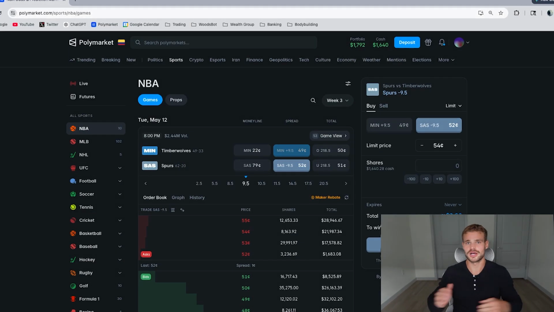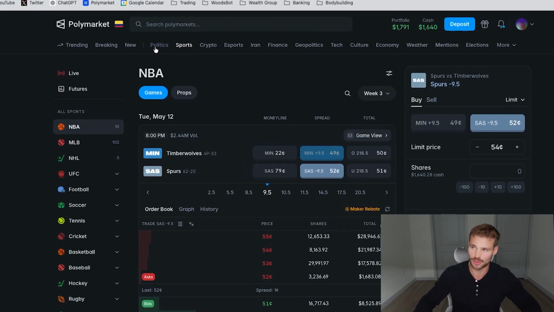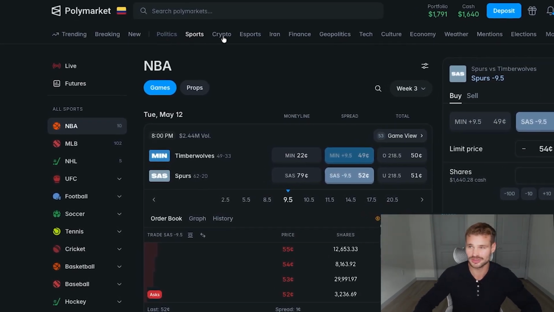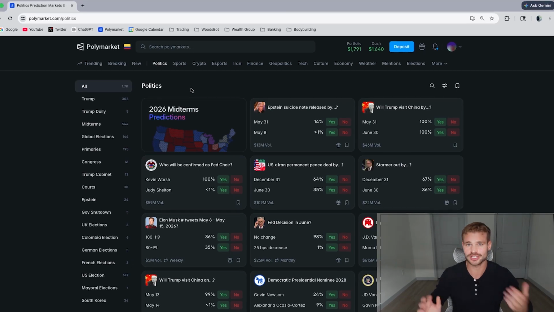In Polymarket, you have a lot of different types of predictions you can make. As you can see at the top here, you have politics, sports, crypto, esports, finance, geopolitics, a ton more options. It's not just sports betting, but just like trading, you need to have a strict risk management protocol.